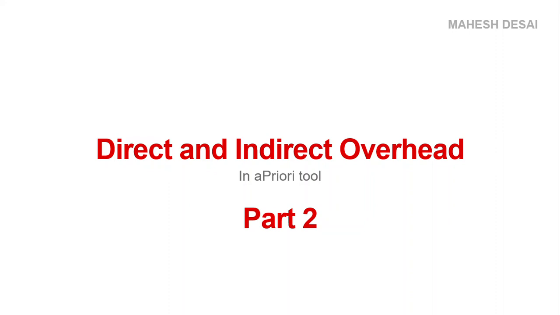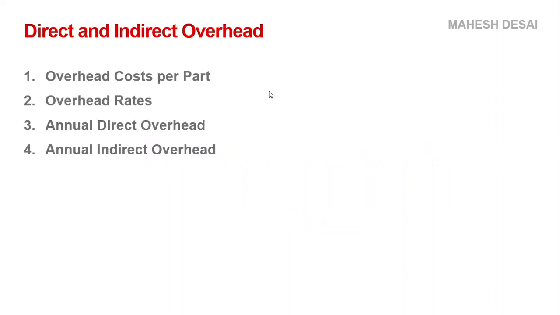We are in the second part of the direct and indirect overhead session. In the previous session, we talked about overhead cost per part and overhead rates. In this part, we will talk about annual direct overhead rate, and maybe I will talk about annual indirect overhead rate in the next video session. So let's start.